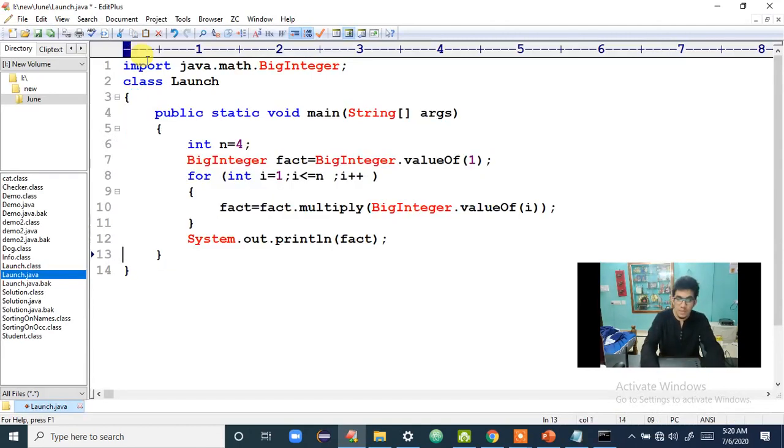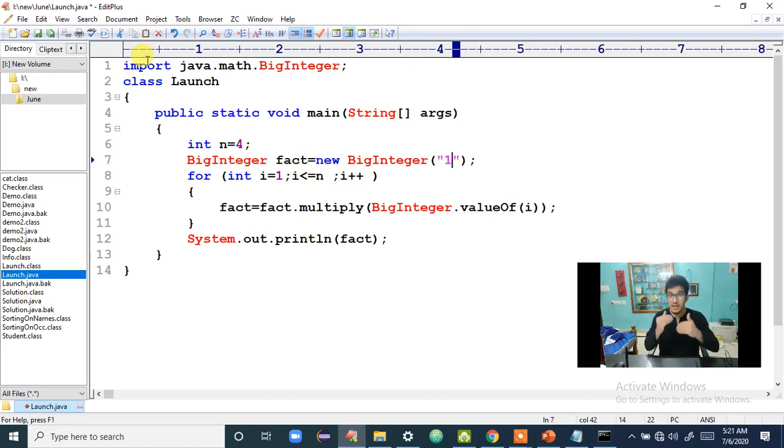Then, sir, what if I have a string? Then what to do? If you have a string, you have to write new BigInteger. You have to create an object manually. When you create the object manually using the new keyword, new BigInteger, in this place you can give 1. I hope this is clear.